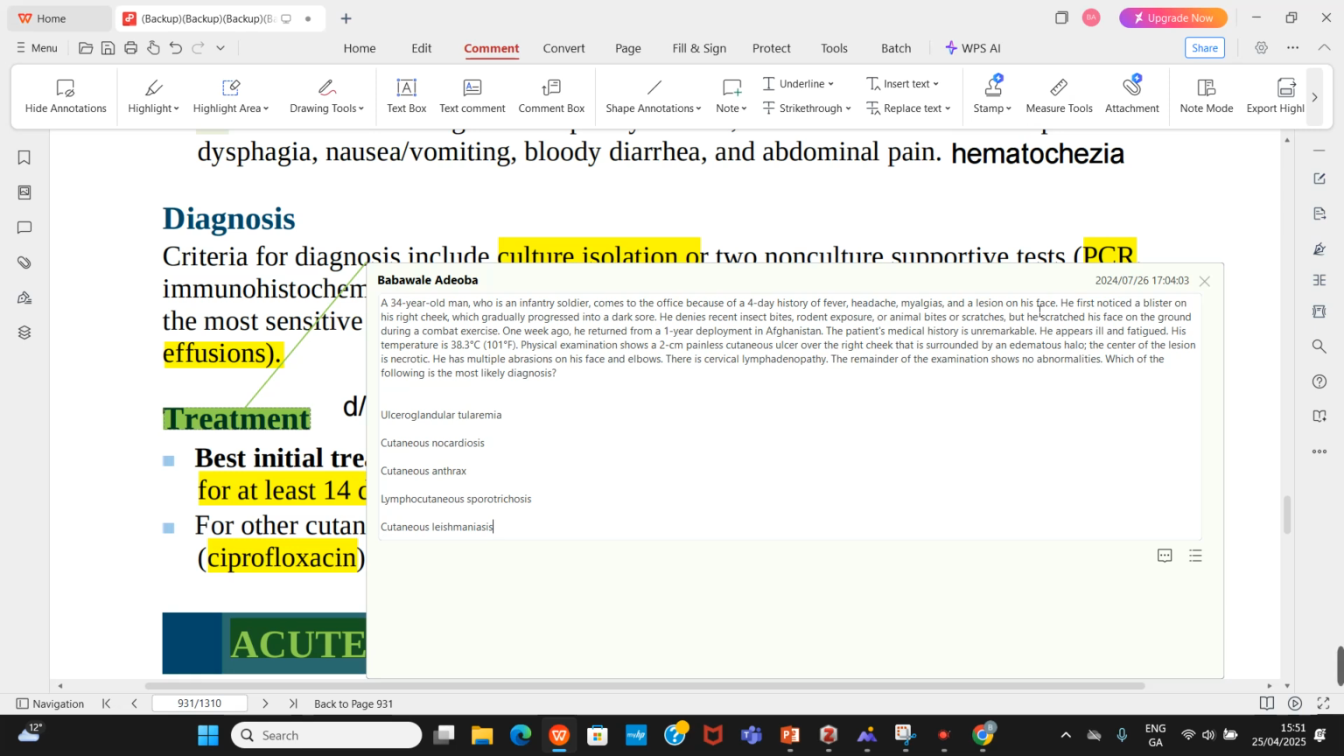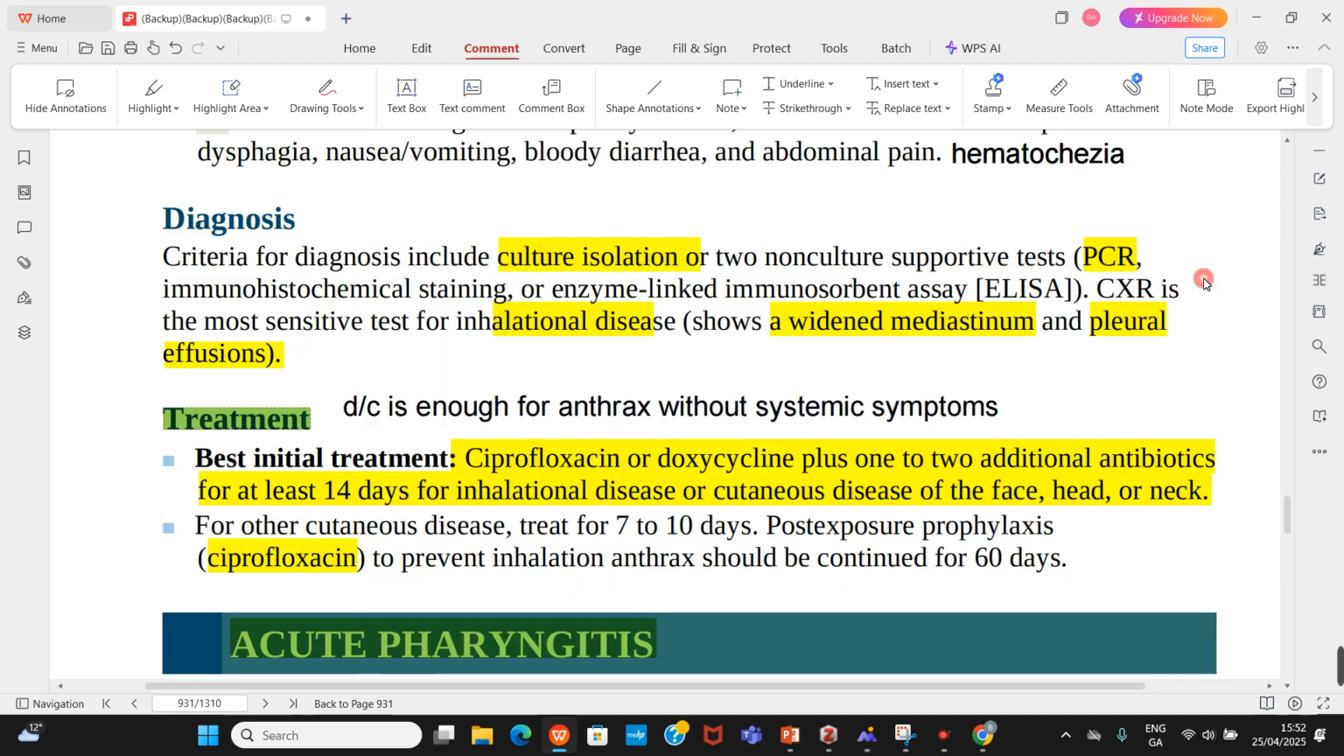Temperature is 38.3. Physical examination shows a 2 cm painless cutaneous ulcer over the right cheek that is surrounded by an edematous halo. The center of the lesion is necrotic. He has multiple abrasions on his face and elbow, and cervical lymphadenopathy. The remainder of the examination shows no abnormality. Which of the following is the most likely diagnosis? Cutaneous anthrax, Xenos anthrax, Tetanus anthrax.